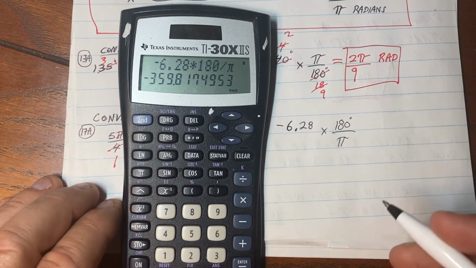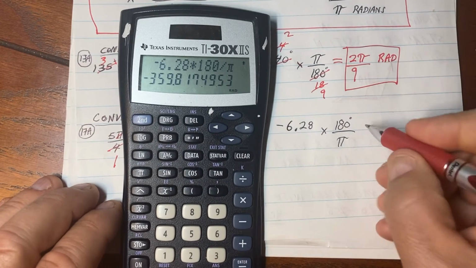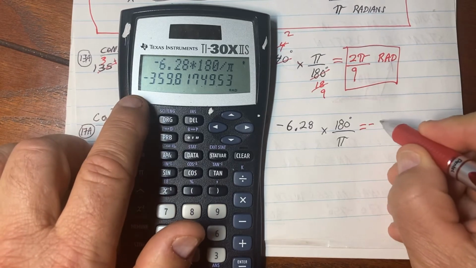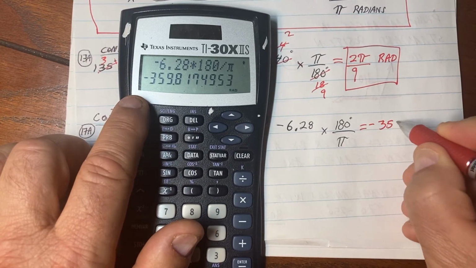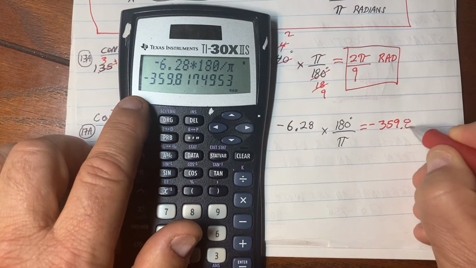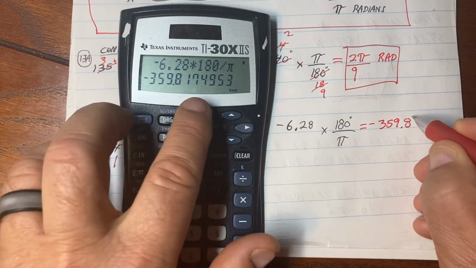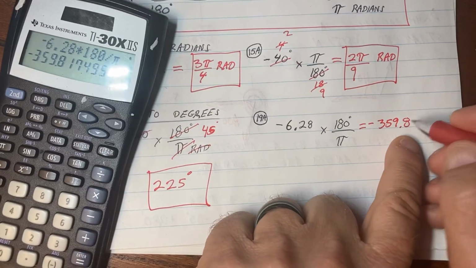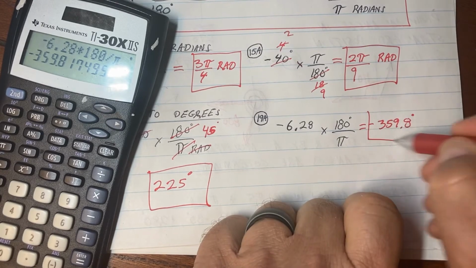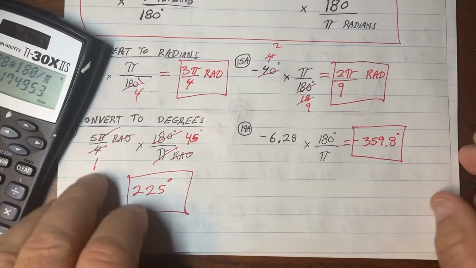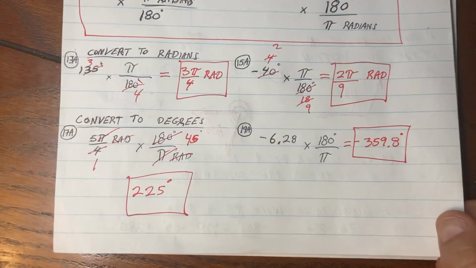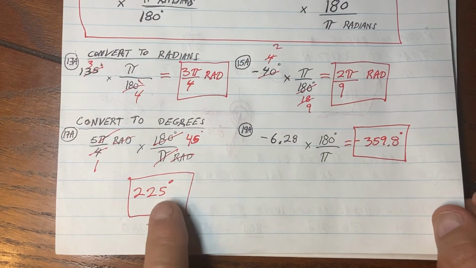And we get negative 359.8. Well, I'll just go to the nearest tenth. Degrees. Boom. Fin. So make sure it's in degrees.